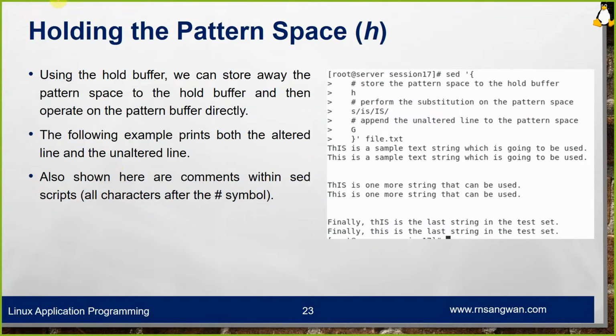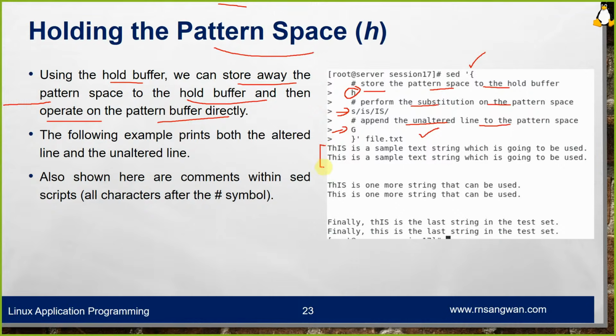This is a very good example of the hold space. Using the hold buffer, we can store away the pattern space to the hold buffer and then operate on the pattern buffer directly. Now look at this example. SED, store the pattern space to the hold buffer with the H command. We continue. Perform the substitution on the pattern space, that is s. Append the unaltered line to the pattern space, that is G, and then file.txt. So this is what you will get. So you are getting the replacement and original both.